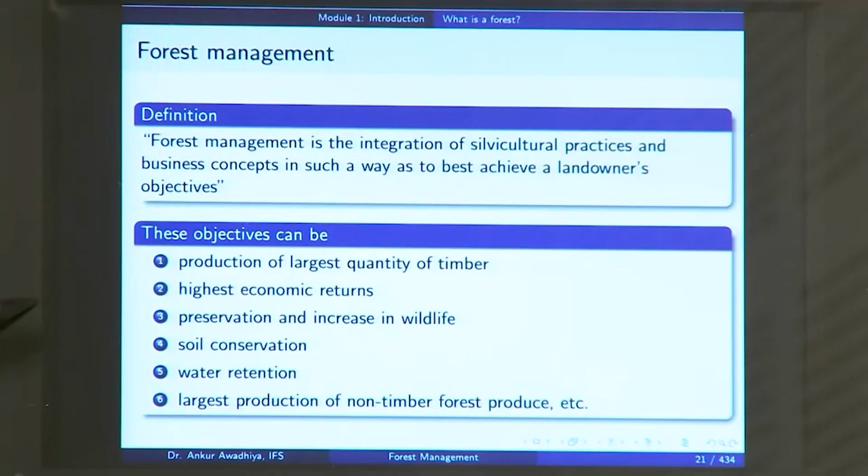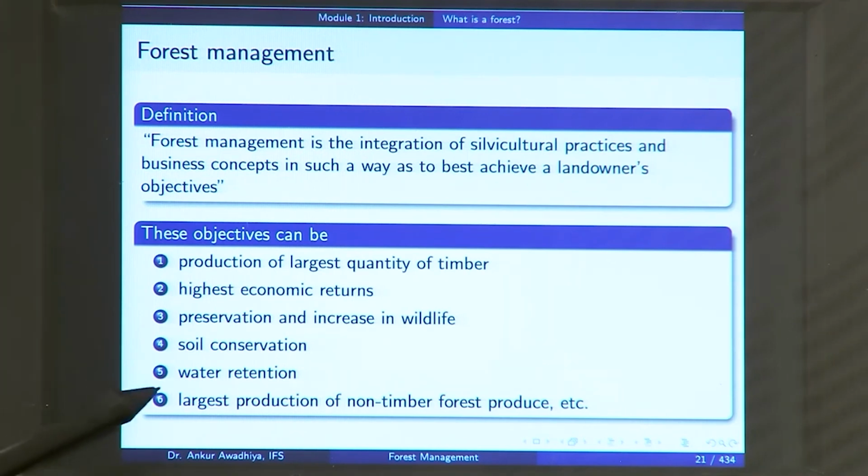So, you can have an objective of conserving the soil, in which case you will say that my forest management is to either not harvest any trees or to harvest trees in such a small proportion that the remaining trees are able to bind the soil together, so that the soil is conserved. Another objective could be water retention. In the case of water retention, again you will want to have a removal of timber in such a way that there are sufficient number of trees on the ground, so that the water is retained and the groundwater is recharged.